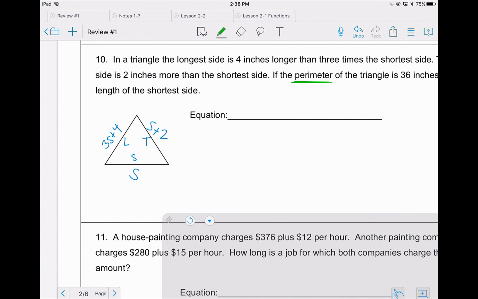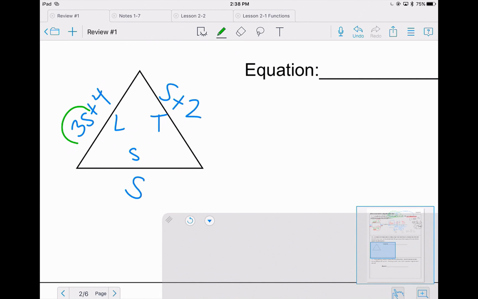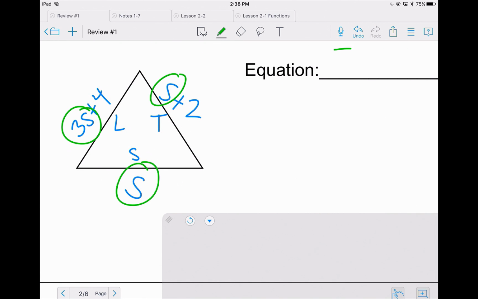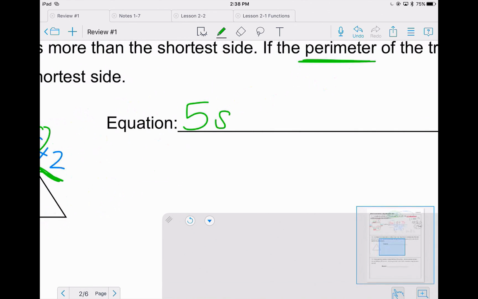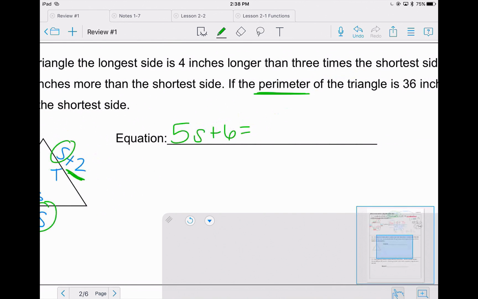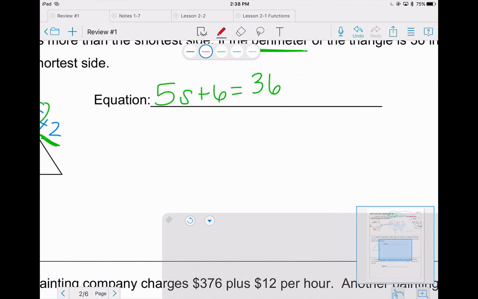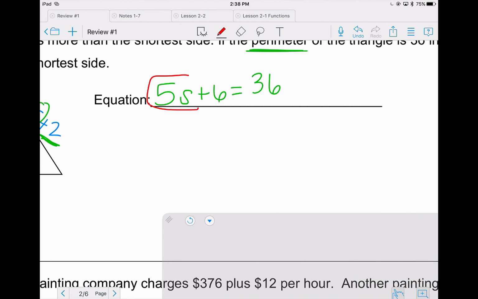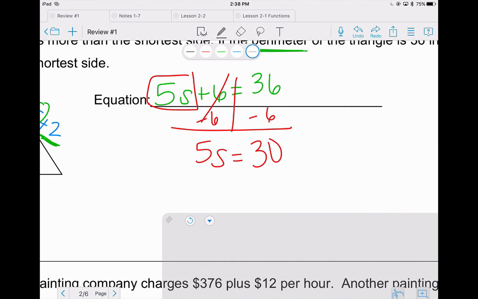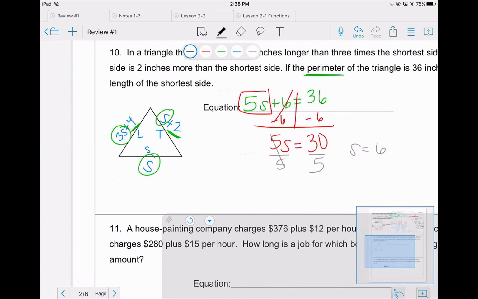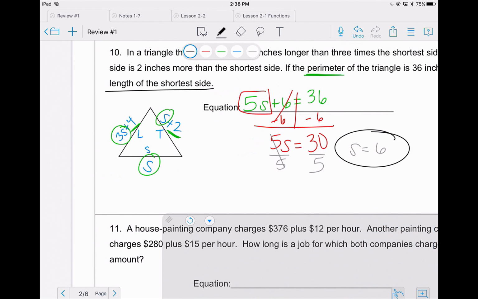Again, to find the perimeter of anything ever, we add up all the sides. So 3S plus S plus S is a total of 5 S's. And then 4 plus 2 is 6. And this equals my perimeter of 36. In order to solve, I subtract 6 from both sides. So 5S equals 30. Divide both sides by 5, and S equals 6. Now let's see. They asked us to find the length of the shortest. Woohoo! Done. Oh, inches.